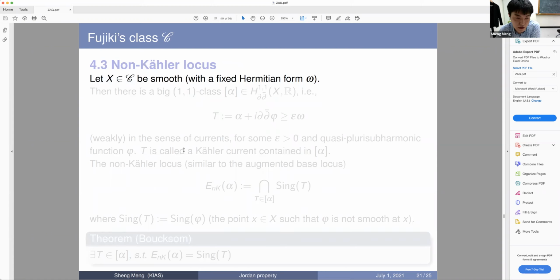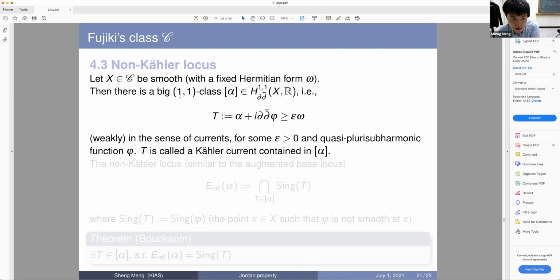Now I will state our simple trick avoiding the previous two questions. We fix our X to be a smooth, connected, compact manifold in Fujiki's class, and then we fix the Hermitian form omega. By definition, there is a big (1,1) class in the ∂∂-bar cohomology, which means that the following equality holds weakly in the sense of currents. Here epsilon is some small real number greater than 0, phi is the quasi-plurisubharmonic function, and T is what we call the Kähler current contained in this big class.